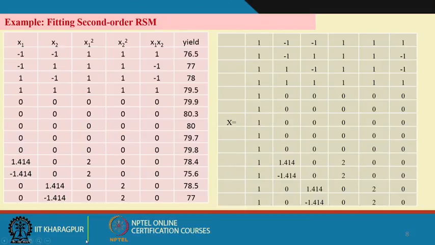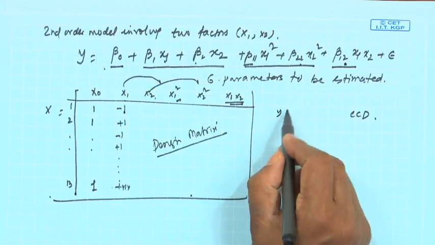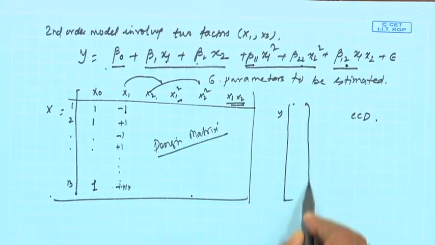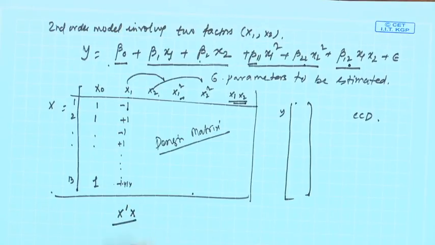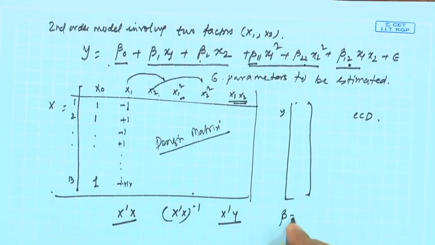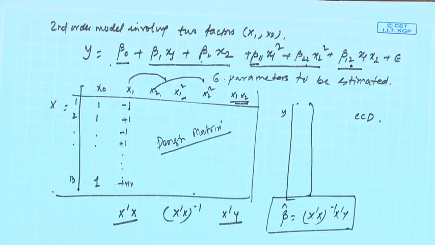First you find out the design matrix. Once you have the design matrix, then you also have the y values, the 13 y values. So, what you require is x transpose x to be computed, x transpose x inverse to be computed, x transpose y to be computed, then finally beta cap will be x transpose x inverse x transpose y. That is what we have seen in regression lectures. Exactly the same thing we have done here.